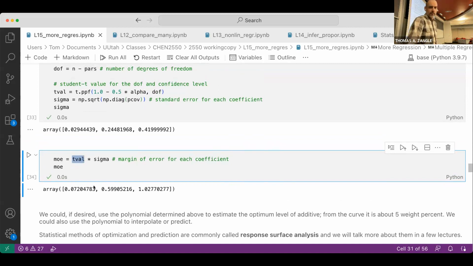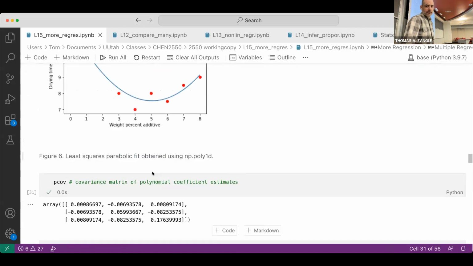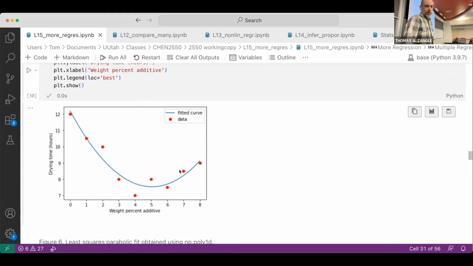Maybe I'm going to scroll back up to the data. So it might be that we've made these measurements because we're trying to find the optimum weight percent of the additive that gives us the lowest drying time, the lowest observed drying time. And one approach that's a little bit too simplistic would be to just find the weight percent additive at which we observed the minimum drying time.